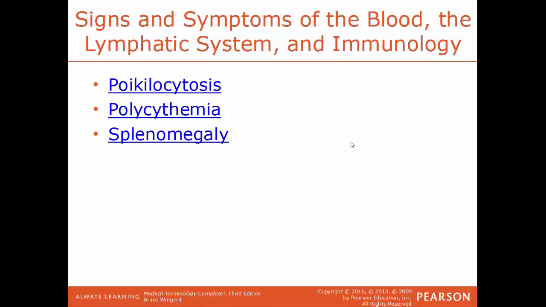Last term here, splenomegaly. This is an abnormal enlargement of the spleen. Organs don't just get larger on their own for no reason. If an organ is getting larger, then there's obviously something causing that.